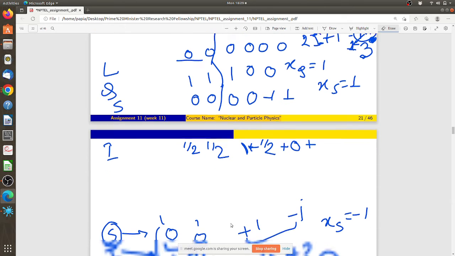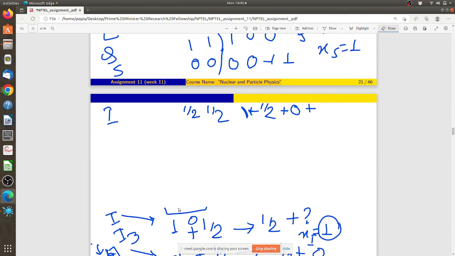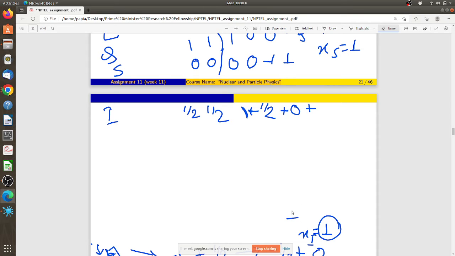That is fine, whatever you are talking, but there is a problem. You know that I means the isospin. Isospin is not a simple addition quantum number. It is a vector additive quantum number. I will tell you what will be the problem if I take I equals minus half. Just a minute, I'm just erasing these things and after that I will tell you.